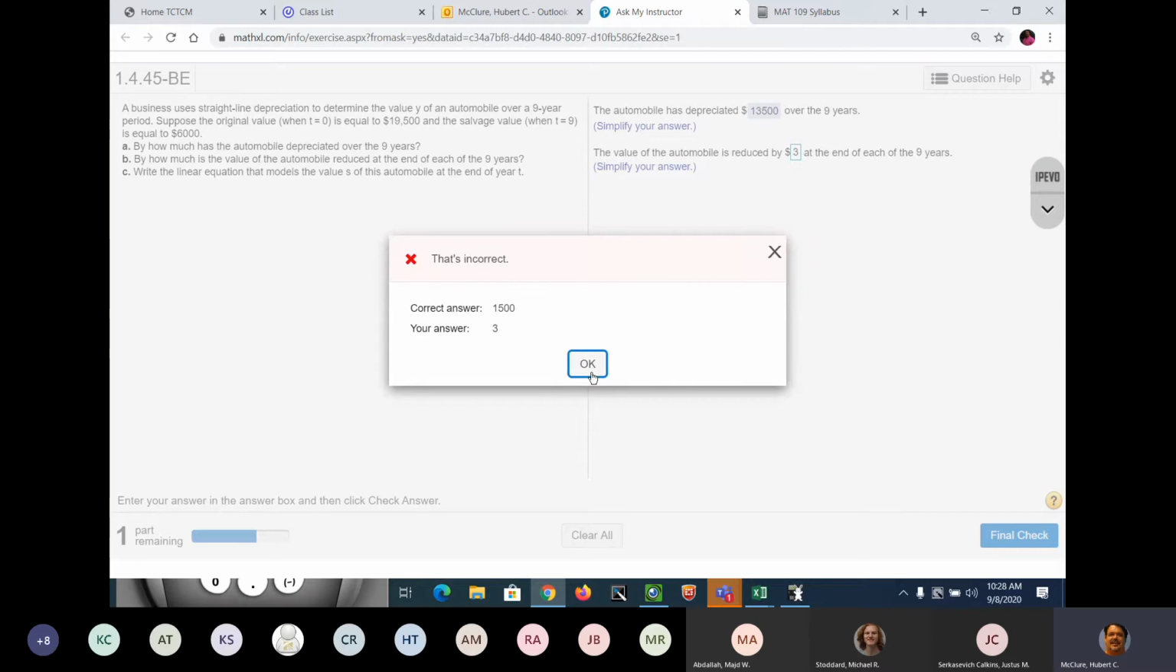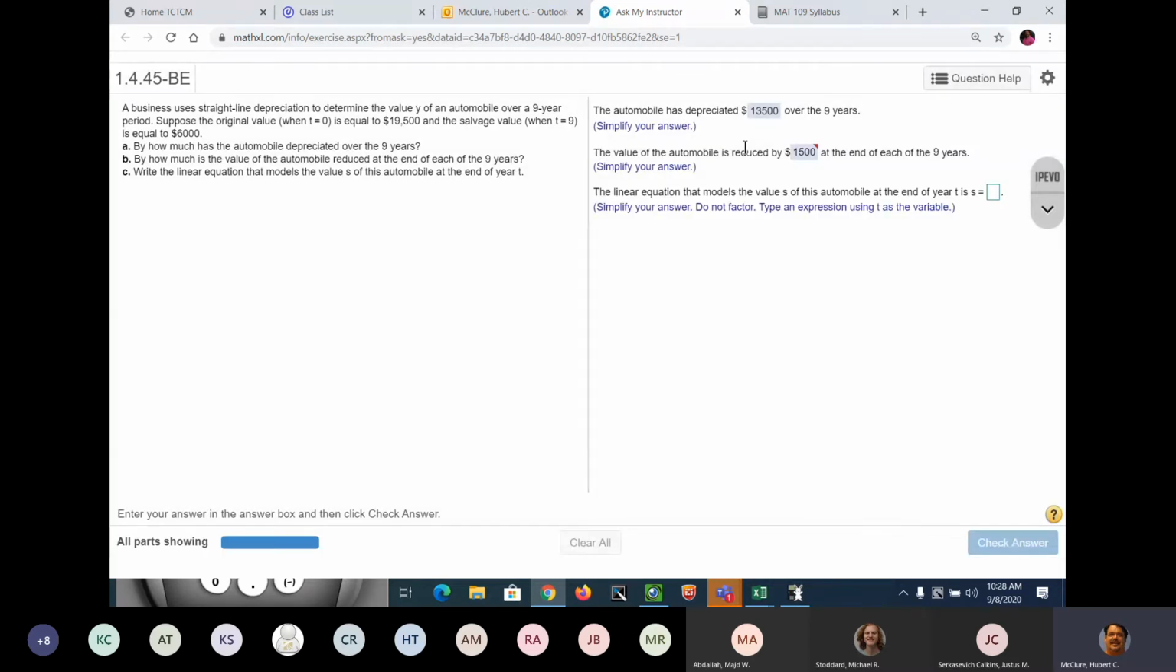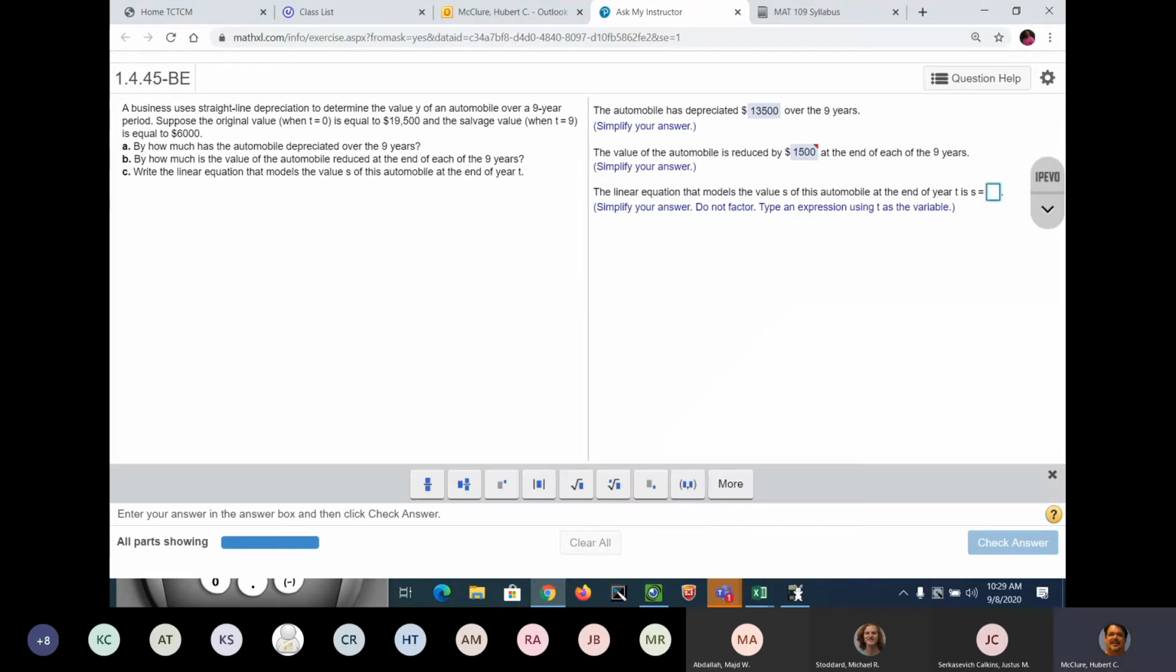1,500. That's the... no. It should say the rate of change or the slope, or it is decreasing by $1,500 each year. That's what it should say. The linear equation model is y is equal to, or s is equal to, negative 1,500x, or I don't know, t, plus 19.5.